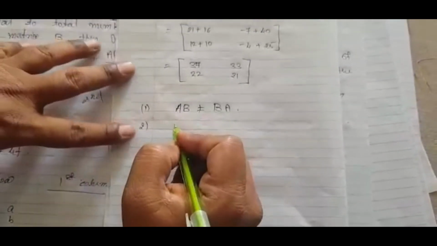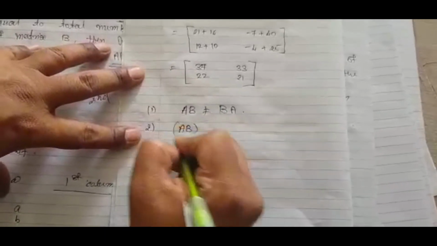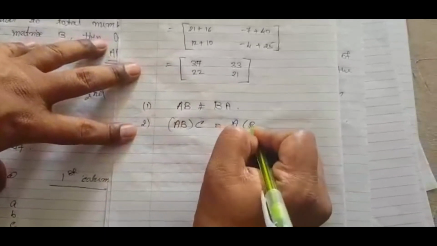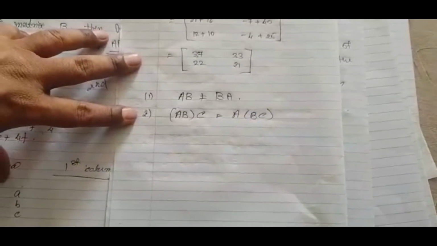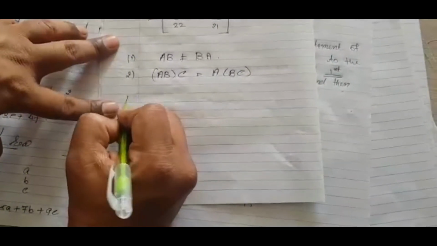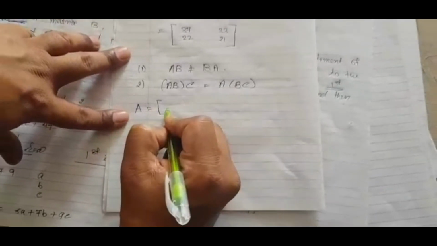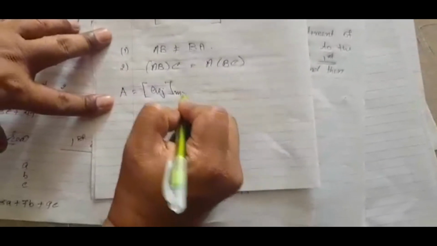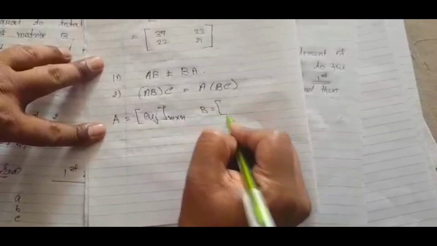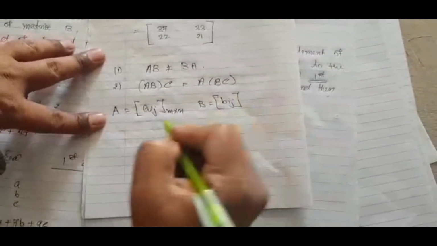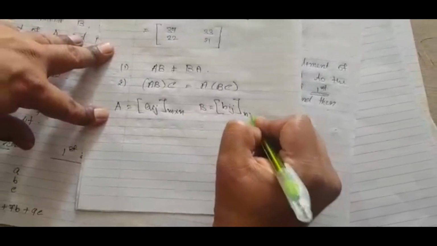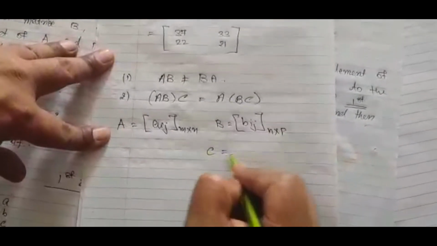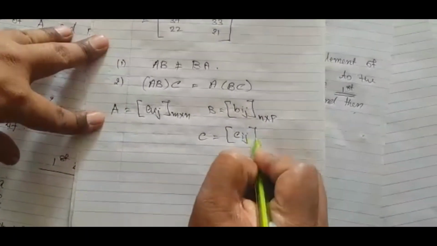Second thing is, if three matrices are given, we can say that (AB) into C is equal to A into (BC). The property is called what? Associative property. It holds. Now, when this is possible, you can't take A, B, C directly. A is Aij, M cross N. B is Bij. We can't take M cross N, but it is N cross P. And C is equal to Cij, a P cross K matrix given.